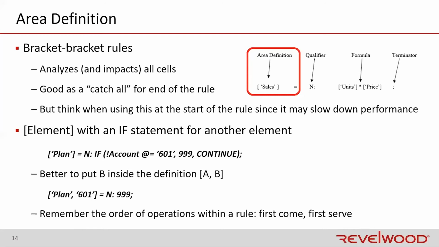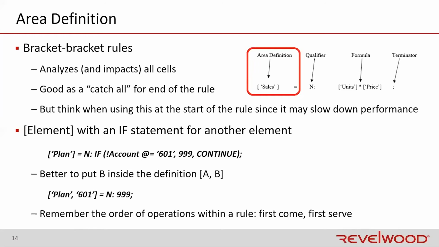Okay. But I'm not required to have something in the area definition. Sometimes I could just have an open bracket, a closed bracket. And what we often call those is bracket rules. And bracket rules are kind of cool because what they do is they say apply to everything. And what it does is it analyzes all cells. But by analyzing all cells, it impacts all the cells. So bracket rules are great, but it depends on where you use it. It's great as a catch-all for the end of the rule.